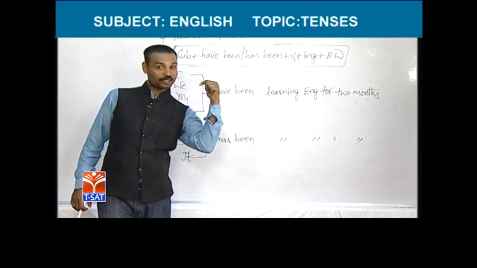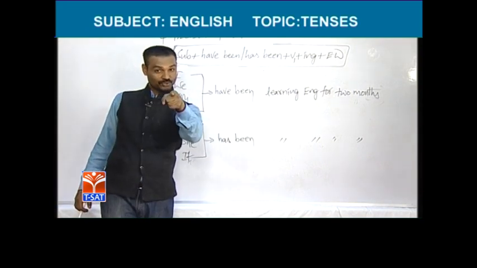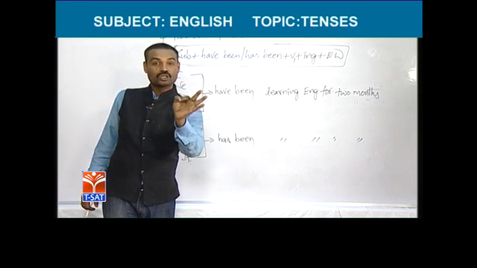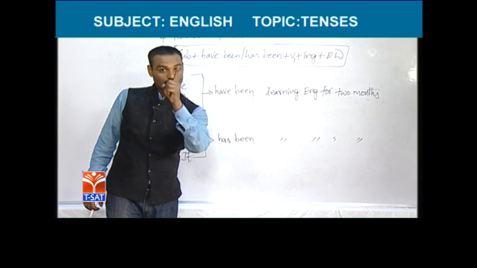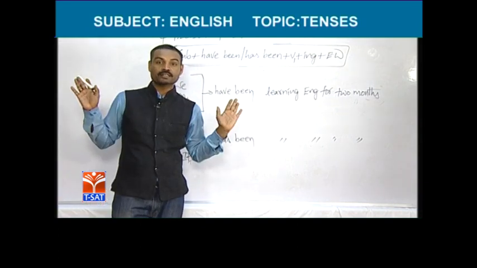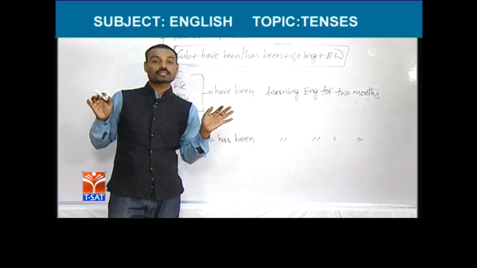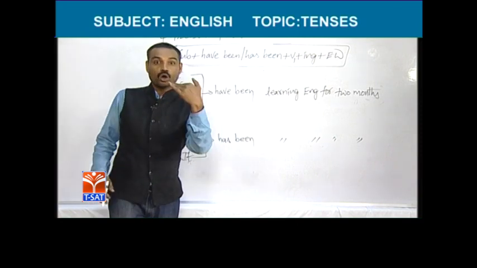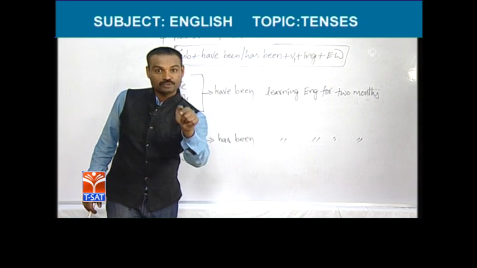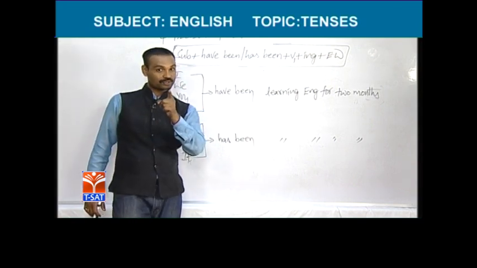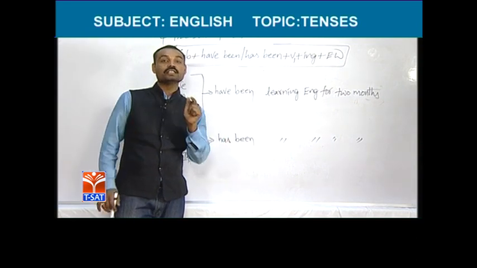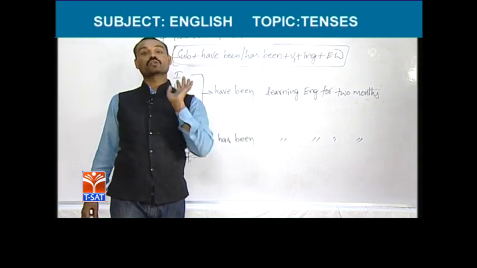Not present perfect continuous tense. You should use present continuous tense, because he is asking you what you are doing now. To answer that question, the tense is present continuous: I am reading the newspaper. His second question is, how long have you been reading this newspaper? Then you should use present perfect continuous tense now.